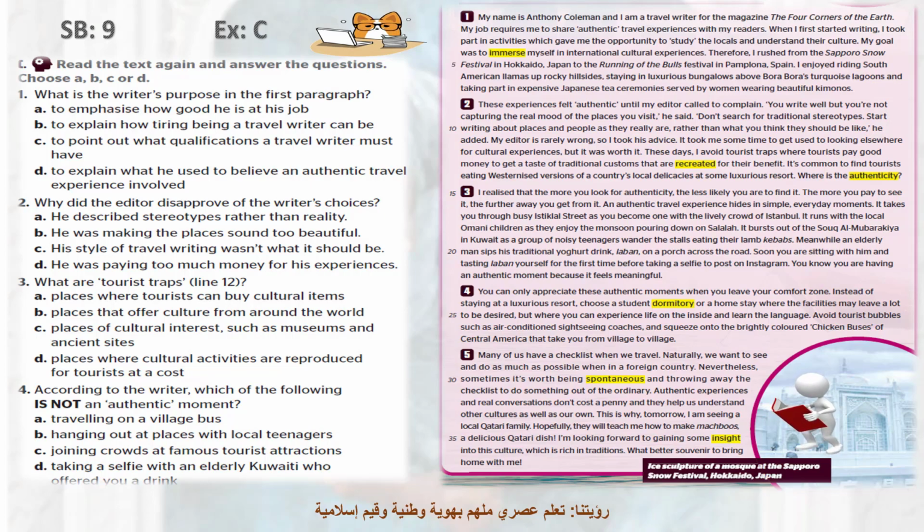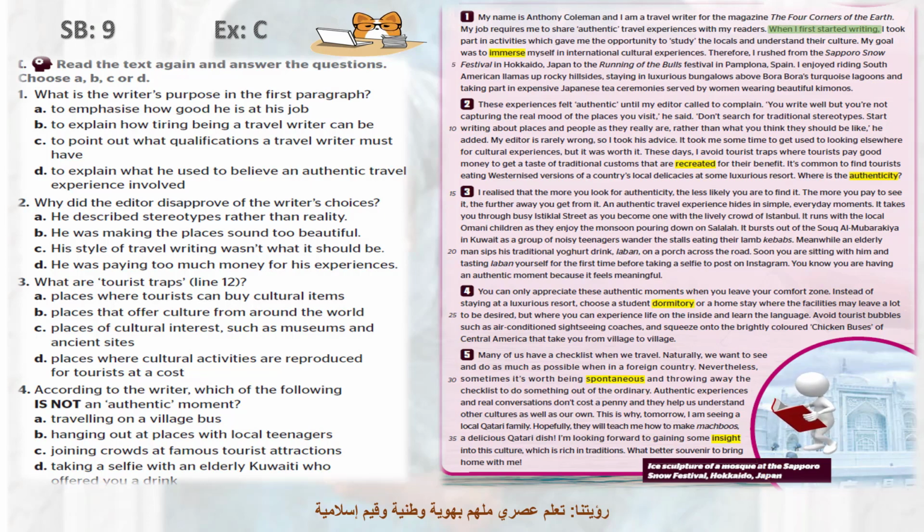Let's go on. Question number 1. What's the writer's purpose in the first paragraph? The question here leads us to look for the answer in paragraph number 1. Look at the highlighted part in paragraph number 1, which is in green. When I first started writing, so the writer here tells us about what he used to do in the past. He said, when I first started writing. Looking at the options here, we have 4 options, A, B, C, and D.